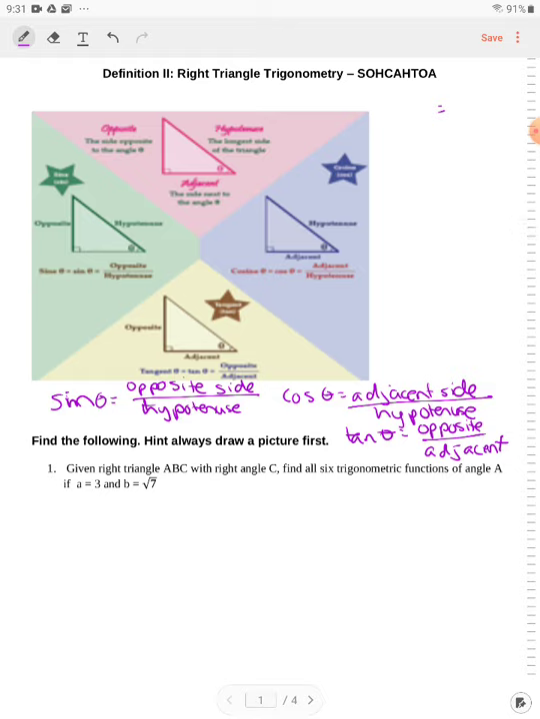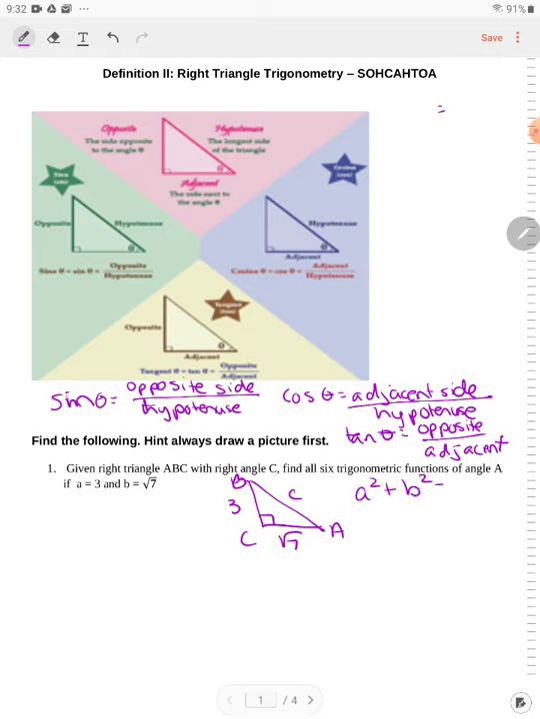So given a right triangle ABC with right angle C, find all 6 trigonometric functions of angle A. So let's draw a picture first. We should always draw a picture. Okay, so side A is opposite angle A, so this is 3. Side B is square root of 7. We are missing the hypotenuse. So we're going to use the Pythagorean theorem.